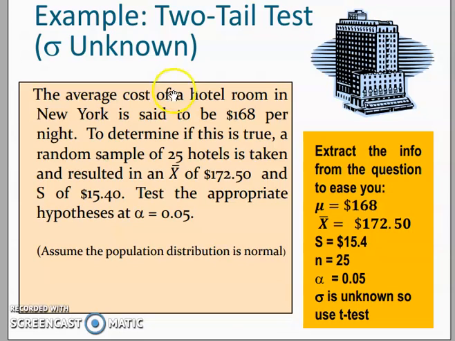So, an example of a two-tailed test when sigma is unknown. The average cost of a hotel room in New York is said to be 168. So we are claiming that the average cost is 168. To make sure whether this claim is true or not, we take a random sample of 25 hotels, and from these 25 hotels we got x bar is 172.5, and s is 15.40, and we want to test the claim with alpha equal to 0.05. So we have all this information extracted from the question.